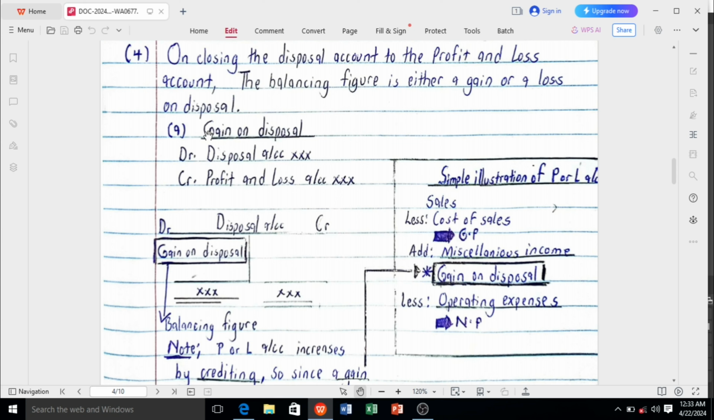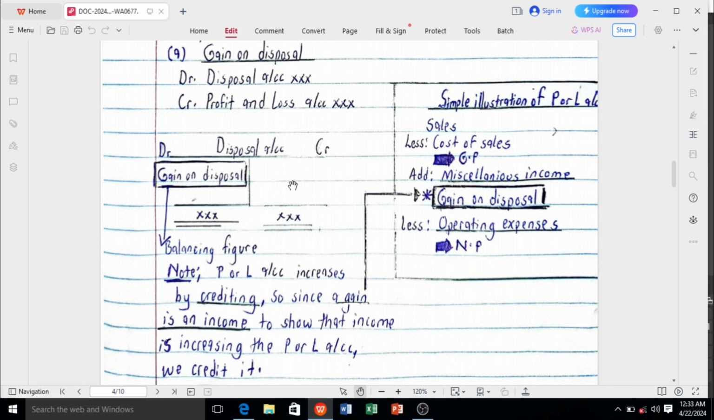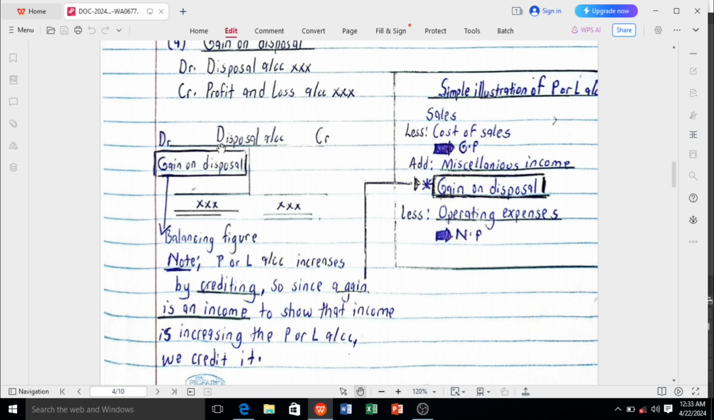Taking part A, where I'm going to look at the gain on disposal. With the gain on disposal, the accounting entries are debit disposal account and then credit profit and loss account. If I told them to draw a T account of the disposal account, the balancing figure on the debit side will be the gain on disposal. So this is what I want you to note.